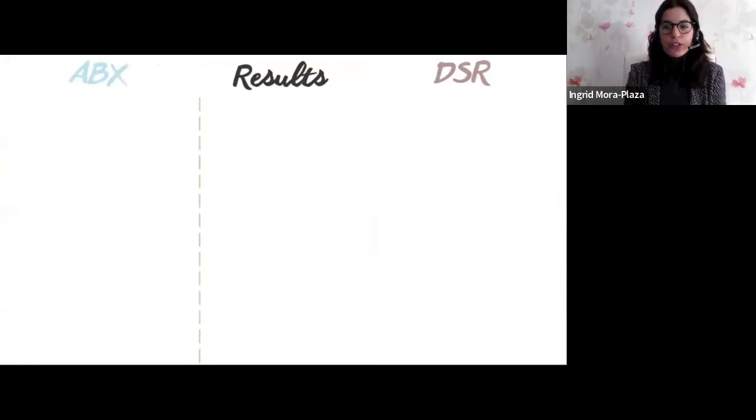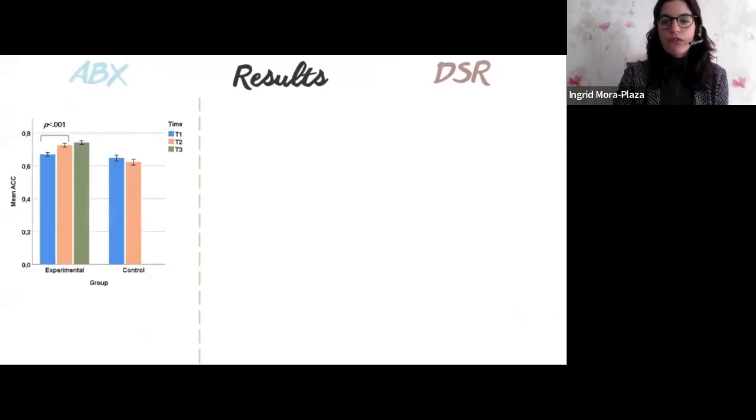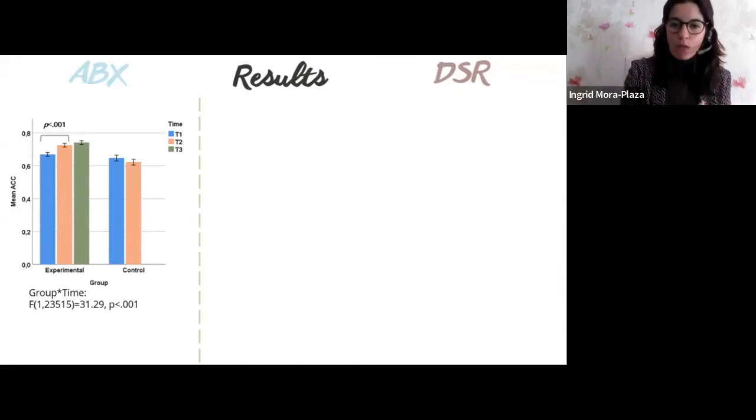So as for the results, all these analyses were done through GLMMs. We set a random slope for time by subject, and here we added group, time and vowel as fixed factors. So the results of our ABX discrimination task showed a main effect of group, a main effect of time, and a significant interaction between group and time. So pairwise comparisons revealed that whereas the experimental group got significantly better at vowel discrimination from time 1 to time 2, the control group did not. In fact, their performance in vowel perception decreased a little bit, but not significantly.